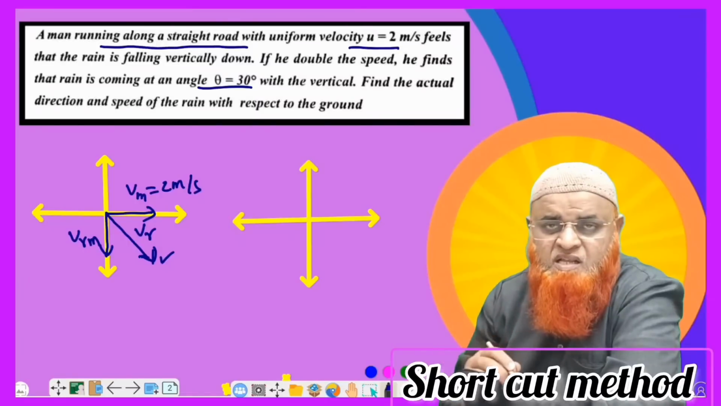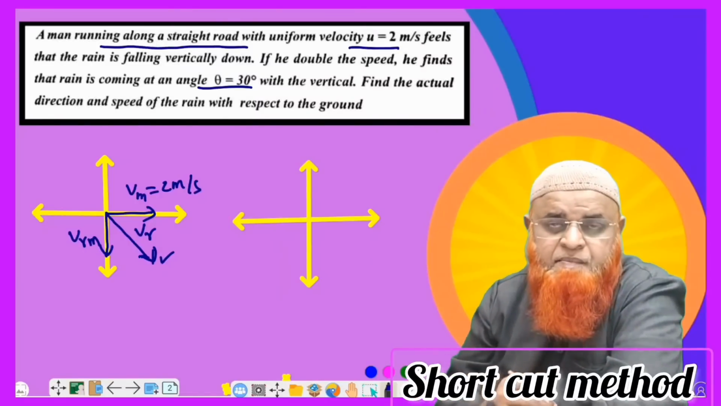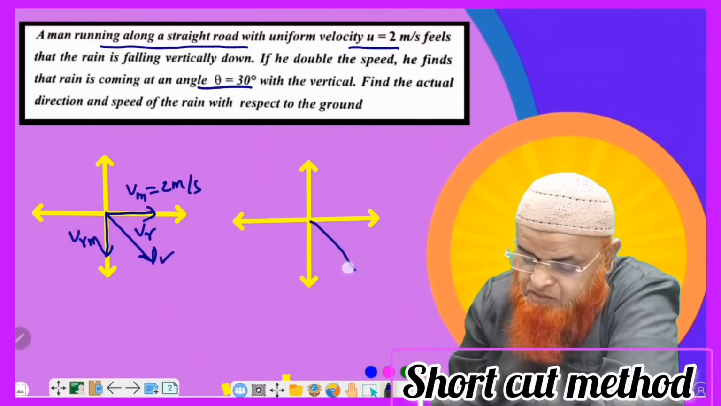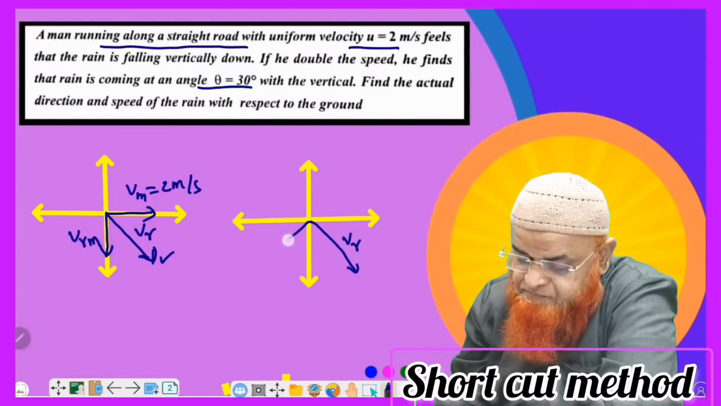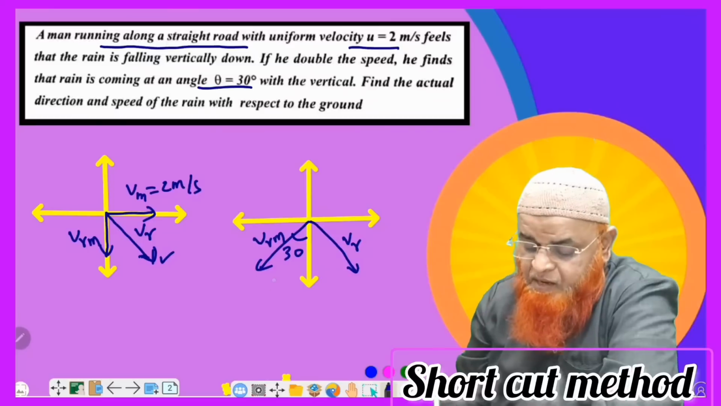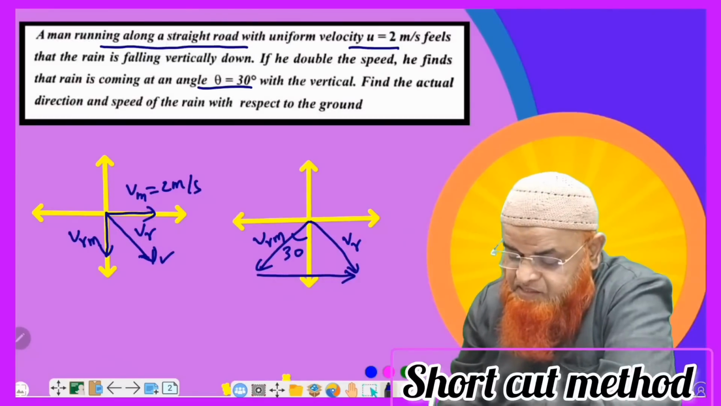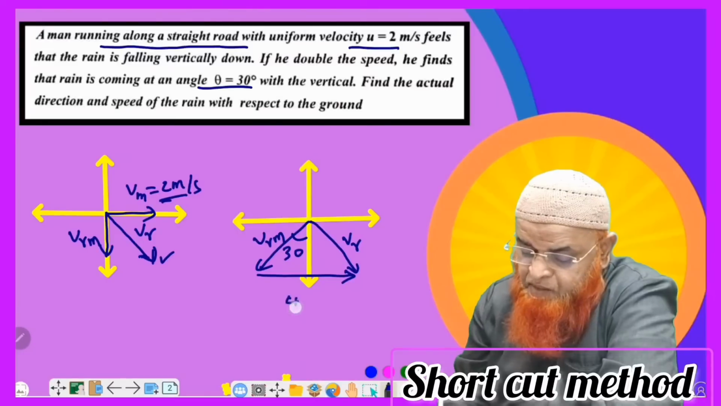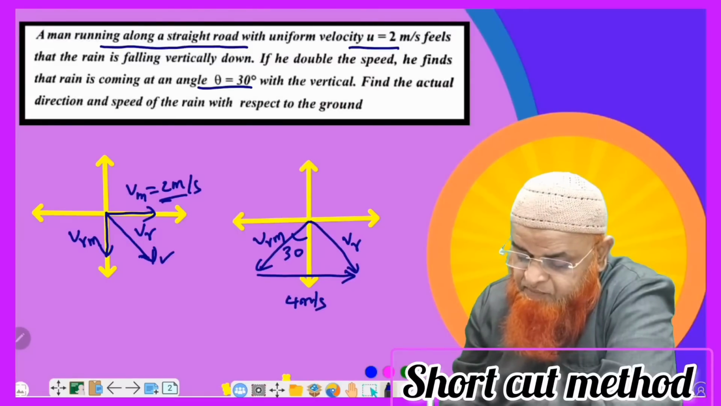In this problem, he is telling us that if the man doubles his speed, rain comes a little bit slant, at 30 degrees to the vertical. So this is the actual velocity of the rain, and the rain makes 30 degrees. This is called the velocity of rain with respect to man. And what is the speed of the man? It is in this direction, and it is double. Previously it was 2, now it is 4 meters per second.